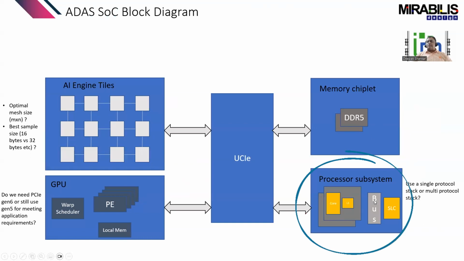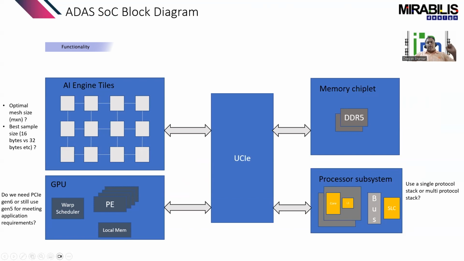The process subsystem is really the main piece, because that's the one that's going to be controlling everything inside of this thing. I have to figure out how much functionality is required over there. How much of it can I minimize and move over to one of these other chiplets?